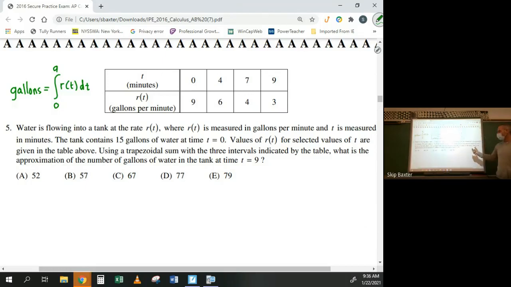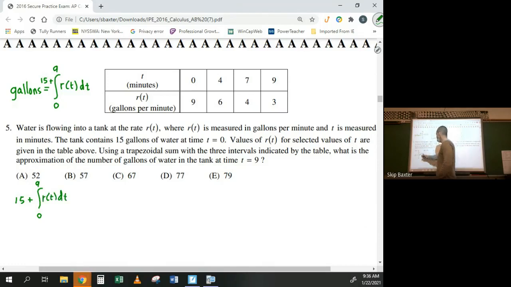So if we start with an empty tank, wait, we're not. We're starting with 15 gallons, right? So it's going to be 15 plus that. Does everybody understand that? We're starting with 15 gallons. This is FTC part one, written a different way, right? So if we take the initial amount plus the amount of change in the number of gallons, we get the number of gallons after 9 minutes. Okay, so the answer is going to be 15 plus the integral from 0 to 9 of R of t dt.